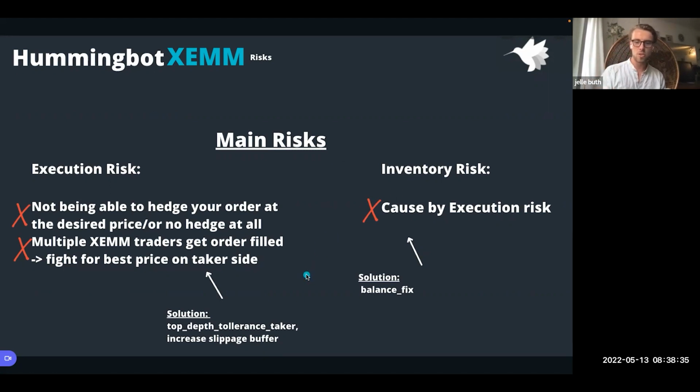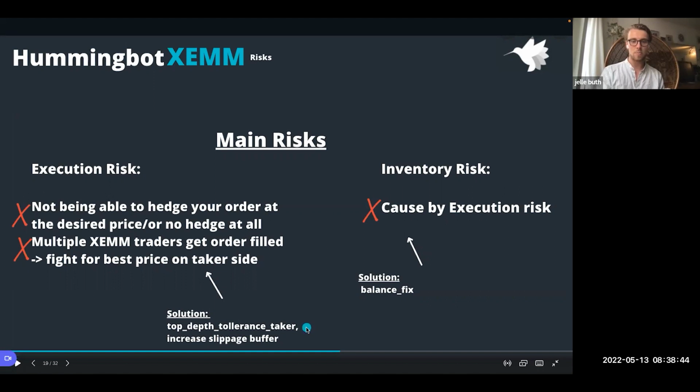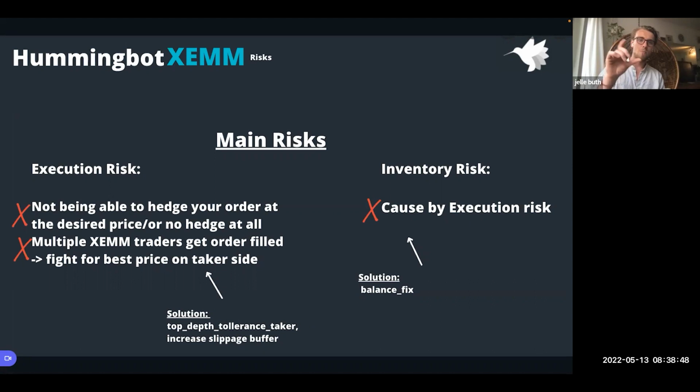A couple of things you can do: you can increase the slippage buffer to increase the chance of your order being filled, or you can add a top depth tolerance taker, which is a parameter that I've included, which accounts for more size than you're actually placing the order at, which leaves more room for error.